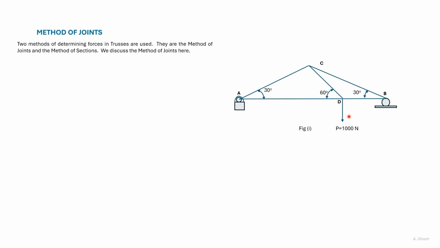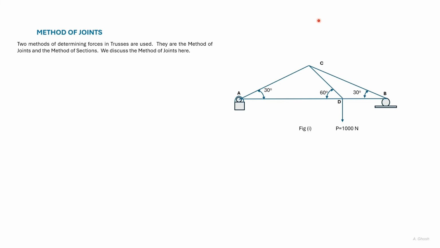Initially, we take the equilibrium of the whole truss, and we find out the external forces acting on the truss. That is, in this case, the reaction at B and the reaction at A. Once we have found the reactions acting on the whole truss, we consider each of the joints. Now, if the whole truss is in equilibrium, each of the joints is also in equilibrium.